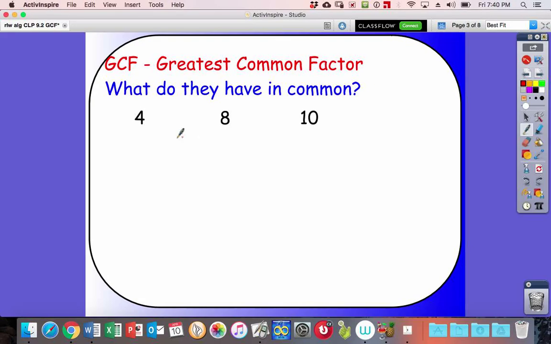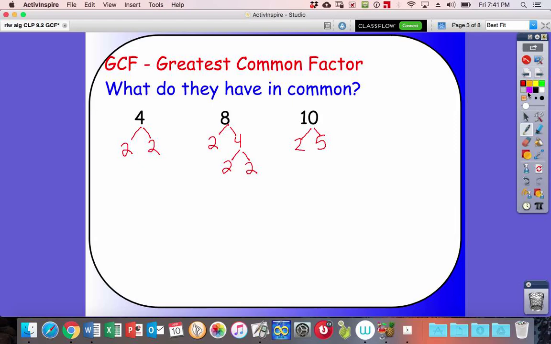Okay, I have the number 4. I can break it down into its factors of 2 and 2. 8 is 2 times 4, and I can break 4 down into 2 and 2. 10 is 2 times 5. That's it.